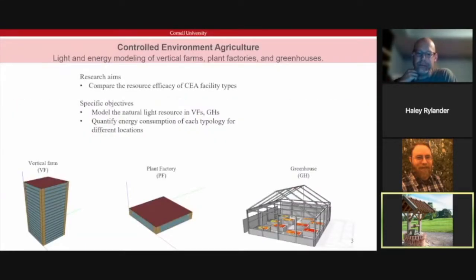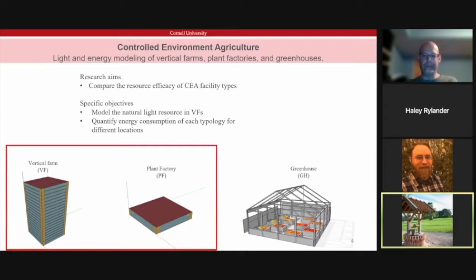The research aims of my contributions to this project were to compare the resource efficacy of CEA facility types. Specific objectives were to model the natural light resource in vertical farms and greenhouses, and also quantify the energy consumption associated with each facility type for different locations. Today I thought I would present mostly on vertical farms or skyscraper farms and plant factories because they both involve light and energy modeling.